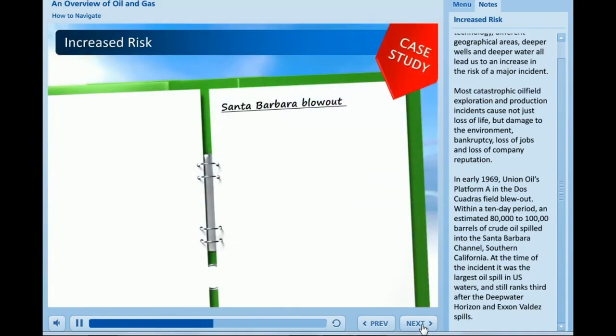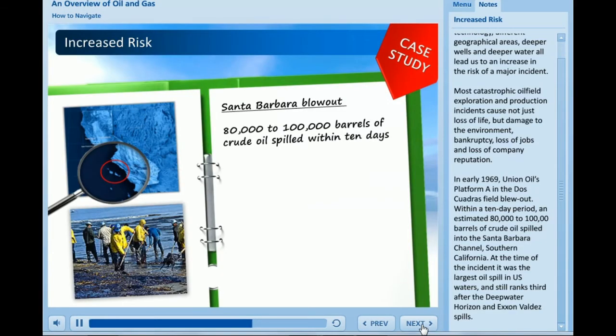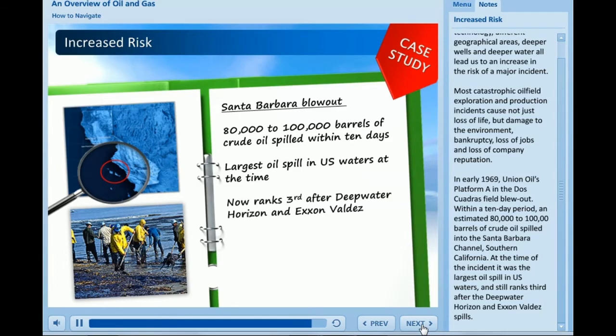In early 1969, Union Oil's Platform A in the Dos Cuadras field blew out. Within a 10-day period, an estimated 80,000 to 100,000 barrels of crude oil spilled into the Santa Barbara Channel, Southern California. At the time of the incident, it was the largest oil spill in U.S. waters, and still ranks third after the Deepwater Horizon and Exxon Valdez spills.